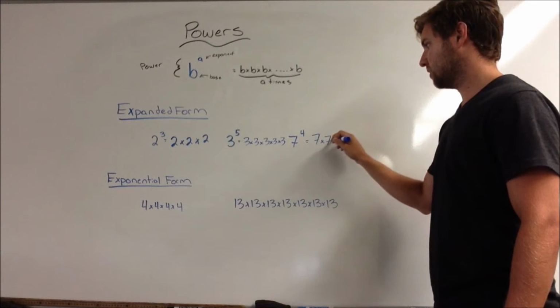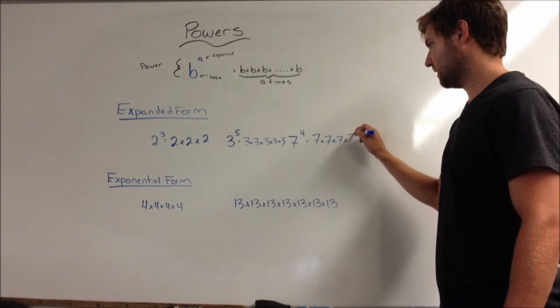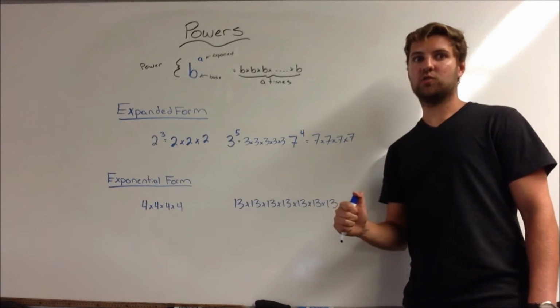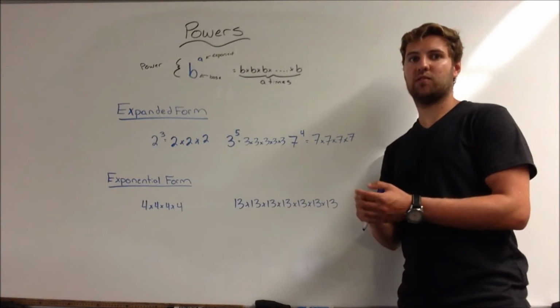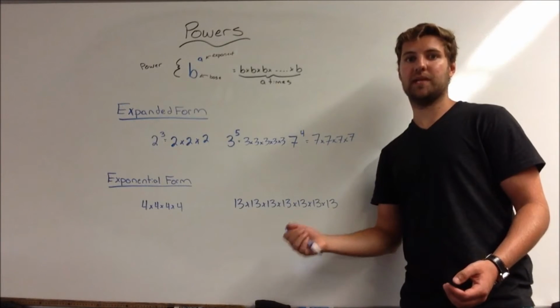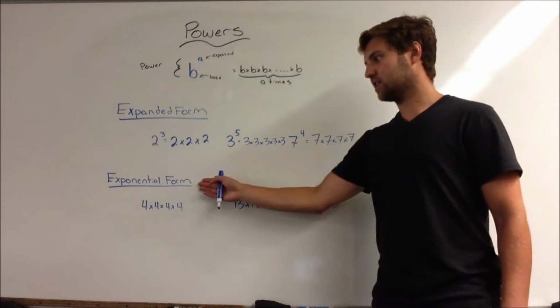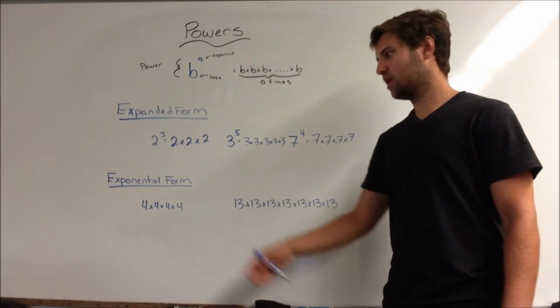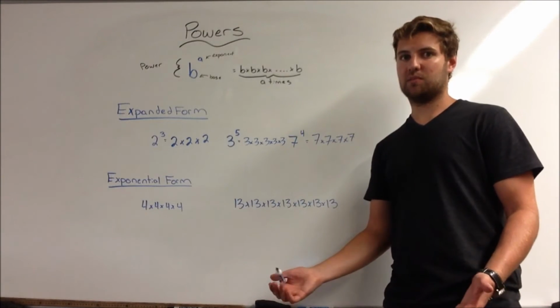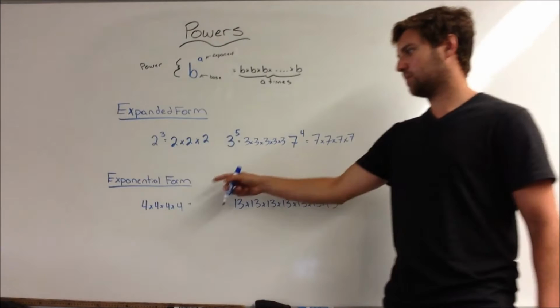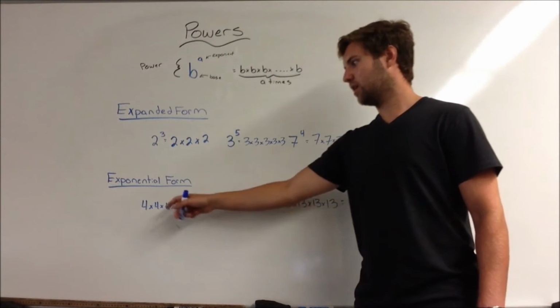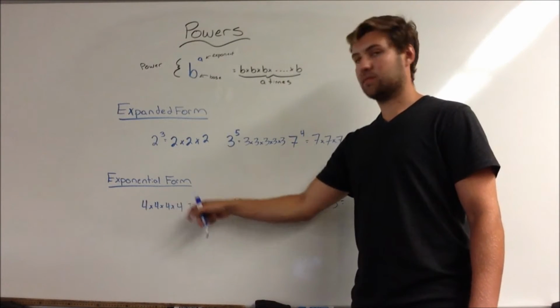So 1, 2, 3, 4. And that's called writing it in expanded form. We're breaking it from its nice compact form and expanding out into what it actually means. In this case, I want to write these in exponential form. So we're given the big long multiplication part, and we want to write it as a power, or what we call exponential form. So 4 times 4 times 4 times 4.